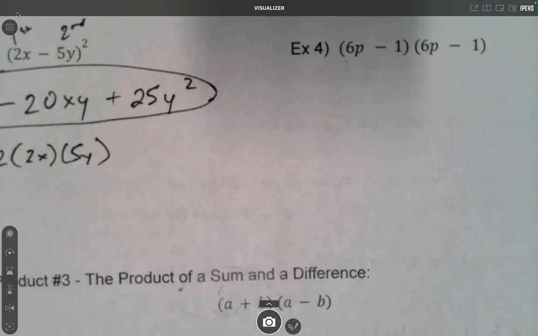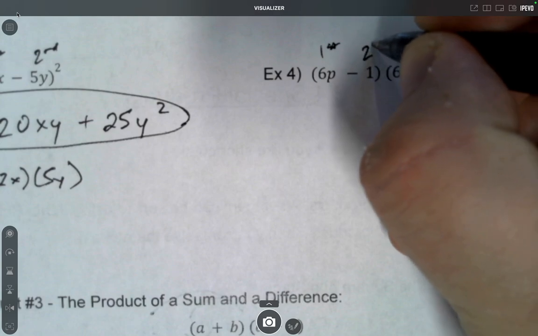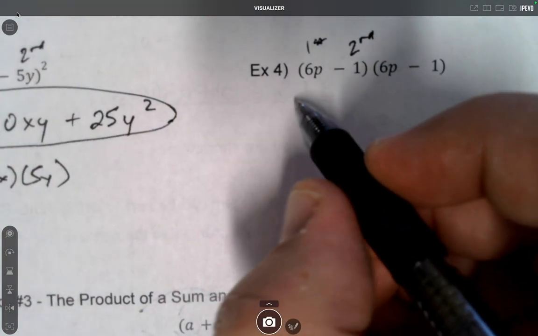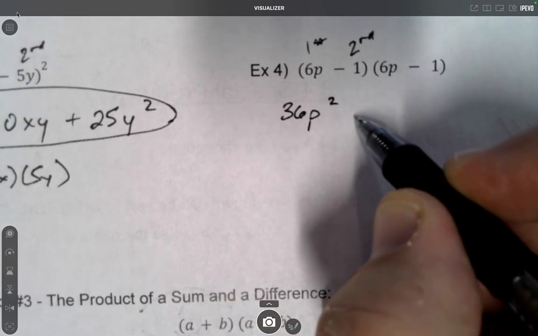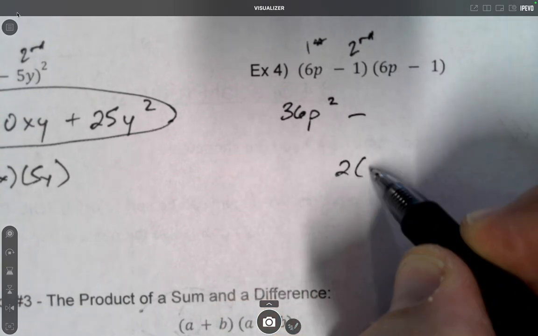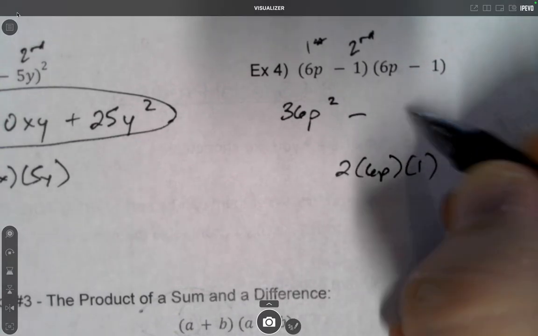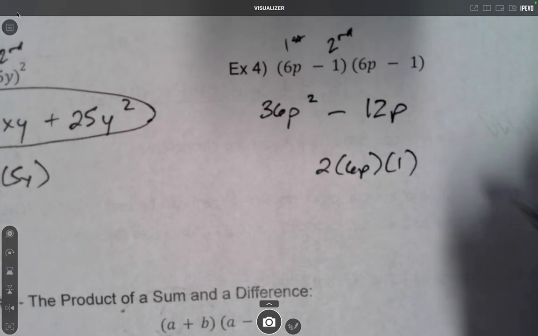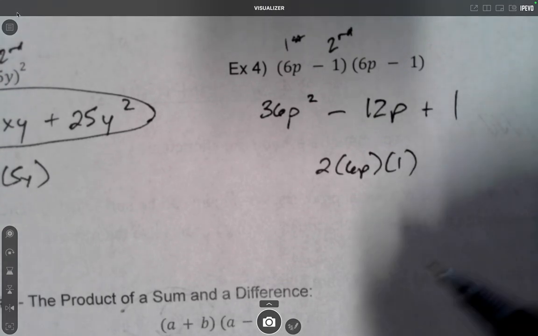Okay, here, 6p is our first, 1 is our second. So we do the first squared, 36p squared, minus 2 times the first times the second. So 2 times 6p is 12p, times 1 is still 12p, plus the square of the second, 1 squared is 1.